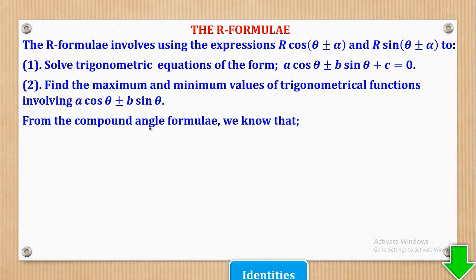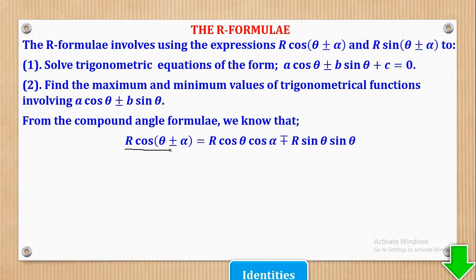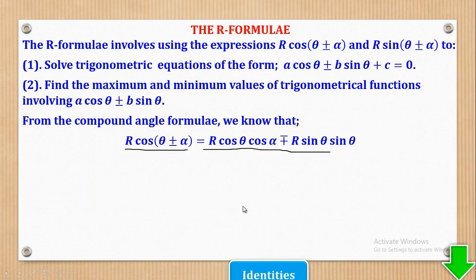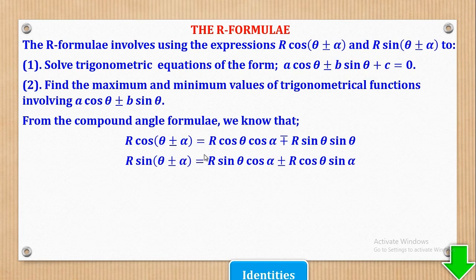Now from compound angle formulae, we know that r cos theta plus or minus alpha is equal to this. Remember, that is under the compound angle formula, which is this. So cos of this plus or minus b gives you this. So here there is a plus up, here there is a minus up, minus down, plus up. So that's what you should remember. Similarly, for sin theta, that will be the expansion.